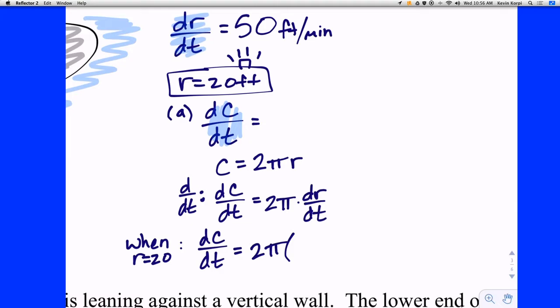Okay, lesson learned. Make sure you're plugging in the right quantity, right? You can kind of get on autopilot. I need to plug in dr/dt, which is 50, not 20. Thank you. So it actually ends up being 100 pi. And then the units are circumference per time, so we measure that in feet per minute. And you can leave it in terms of pi.